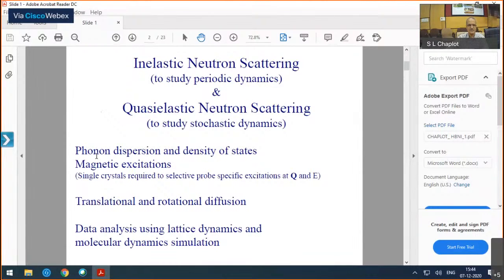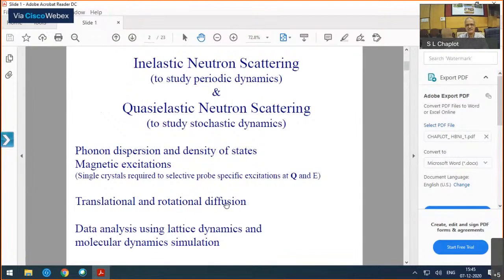We will also go into a little bit about the theory of phonons or lattice dynamics. Then another set of a few lectures will be on the stochastic dynamics. We said here diffusion in a very general sense. What we really mean is stochastic dynamics involving translations of individual atoms or translation and rotation or reorientations of molecules.